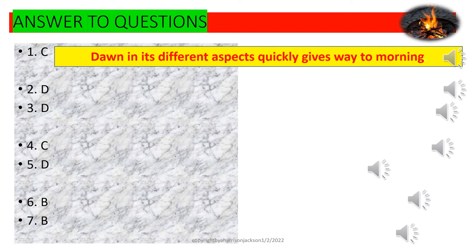Here we're not looking at dawn as a person, but in this case, we're talking about the early aspect of the morning, dawn. So dawn in its different aspect quickly gives way, right, to the morning. All right, so dawn is a fisherman. So you can see all the devices here. Dawn is a fisherman, okay, right? So you decide what that device is. Okay, let's look at it. Explain question two.